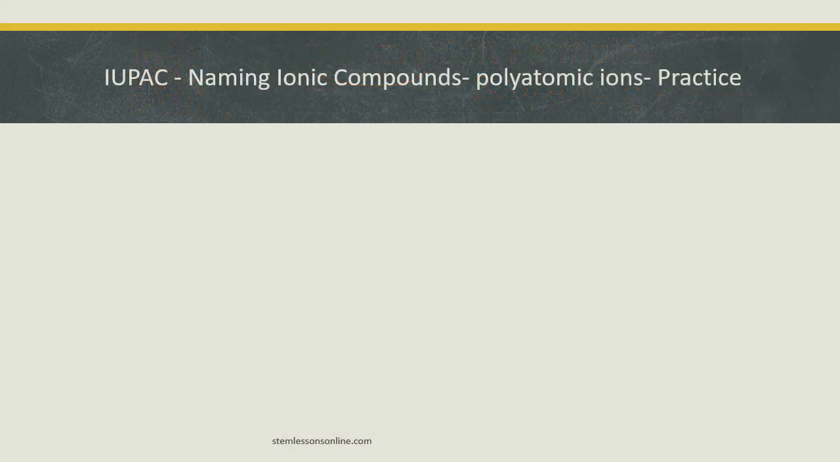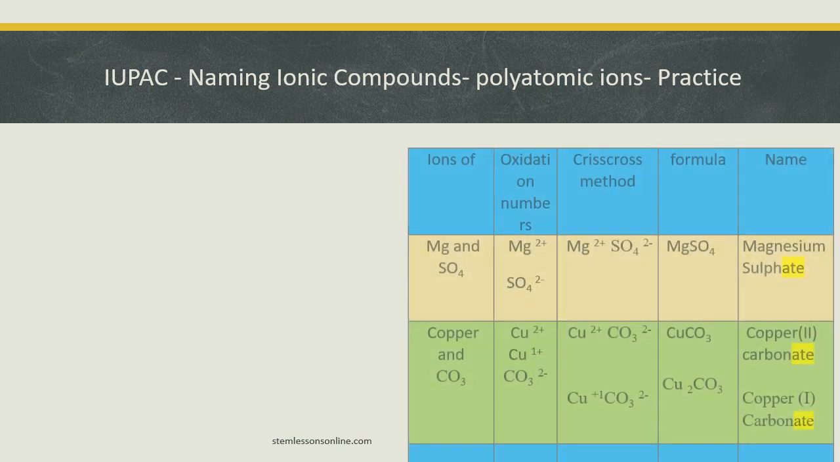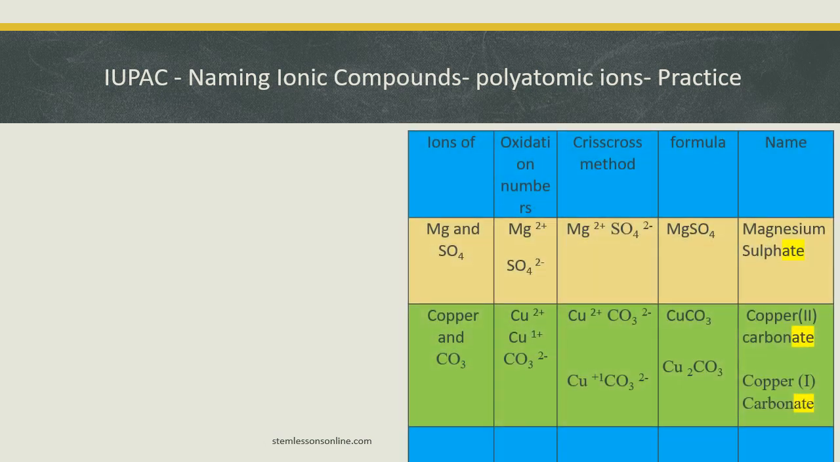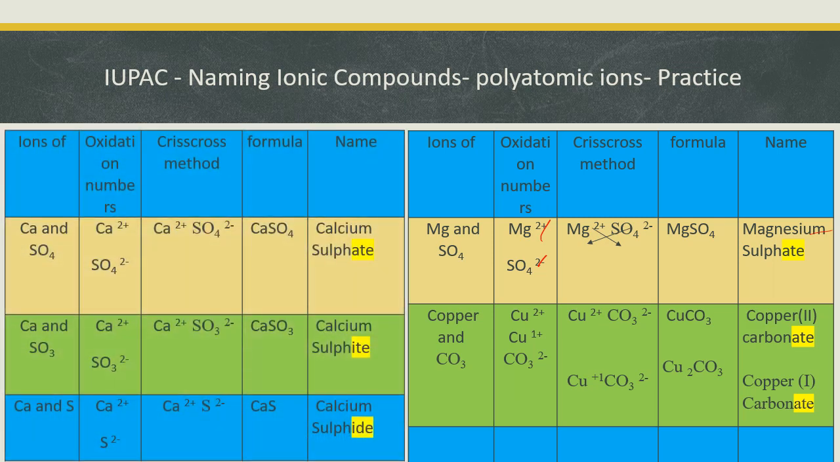More examples. Here is another example. Magnesium and sulfate. So the ions are Mg2 plus and SO4 2 negative. 2 positive and 2 negative will cancel, so you don't even have to crisscross it. You will get the answer MgSO4, and the name will be magnesium sulfate. You can see the name from the reference material. You just have to put them together. That's it. And now copper and carbonate.